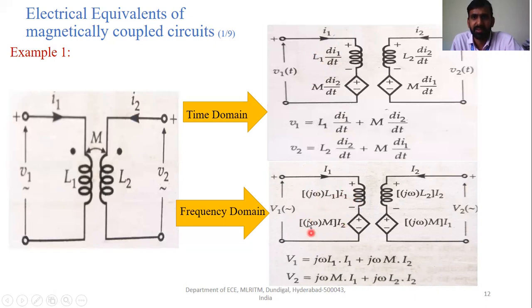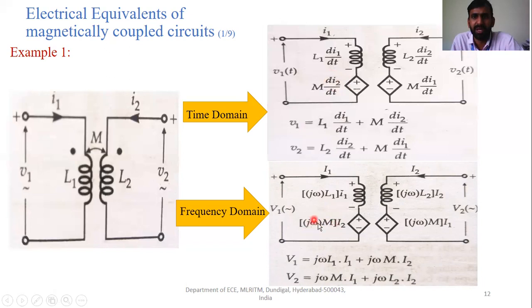Similarly here, the same thing: M di2 by dt. M is common and the same, but the varying signal here is I2, the derivative of I2 with respect to time. So when we are converting into the frequency domain, multiply with j2 pi f. What is the signal? I2.